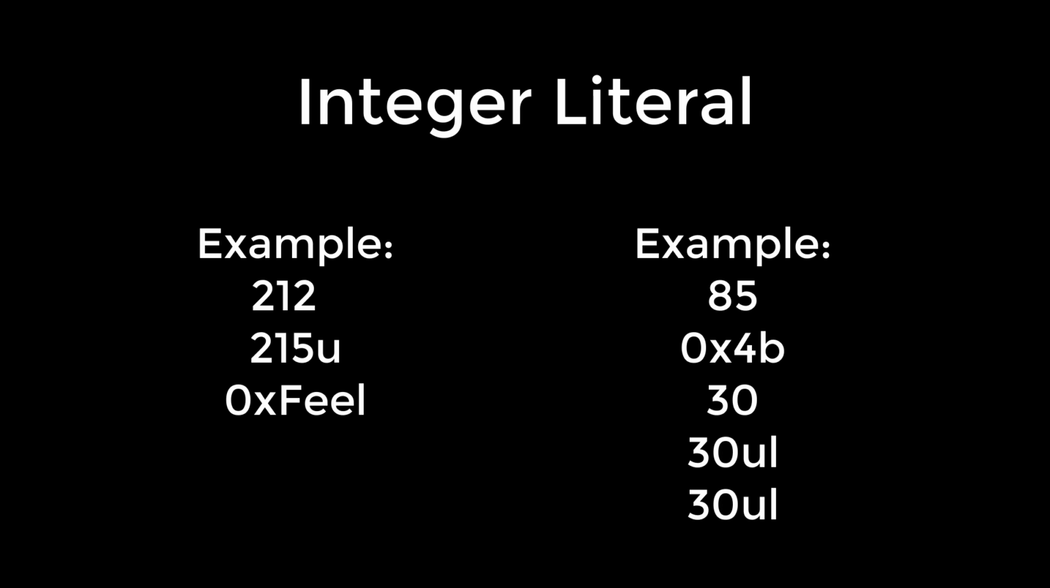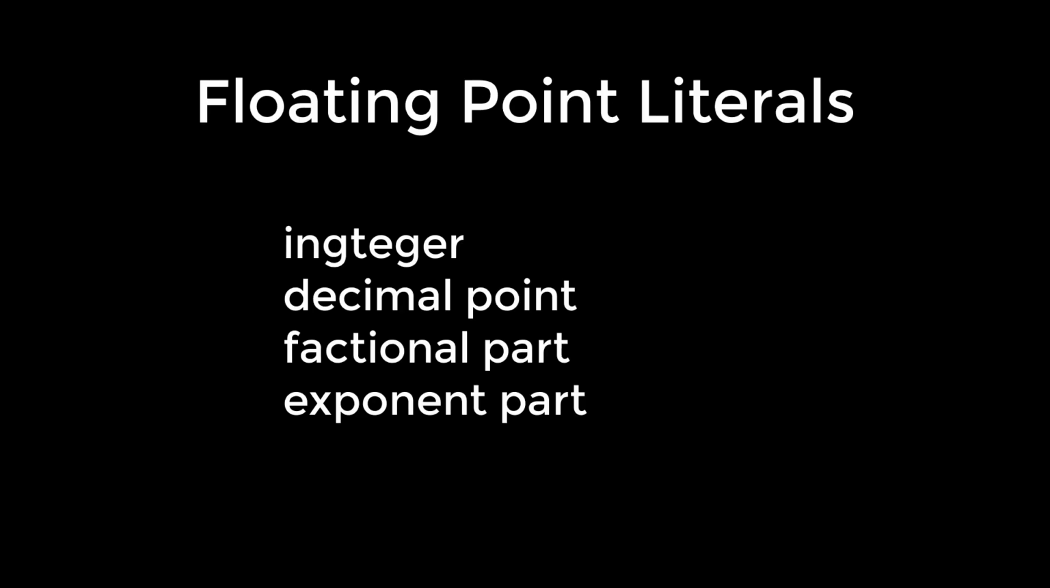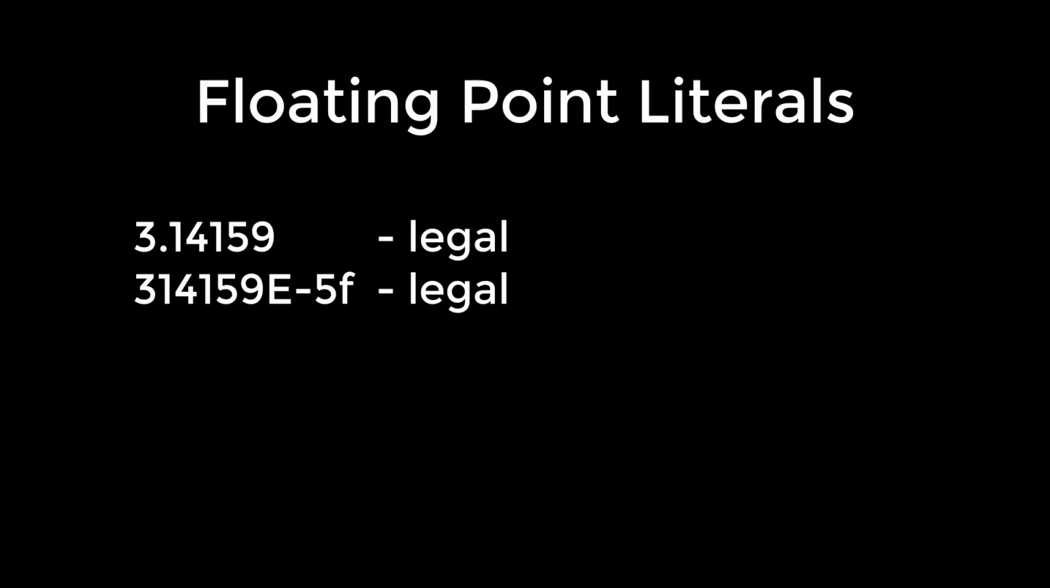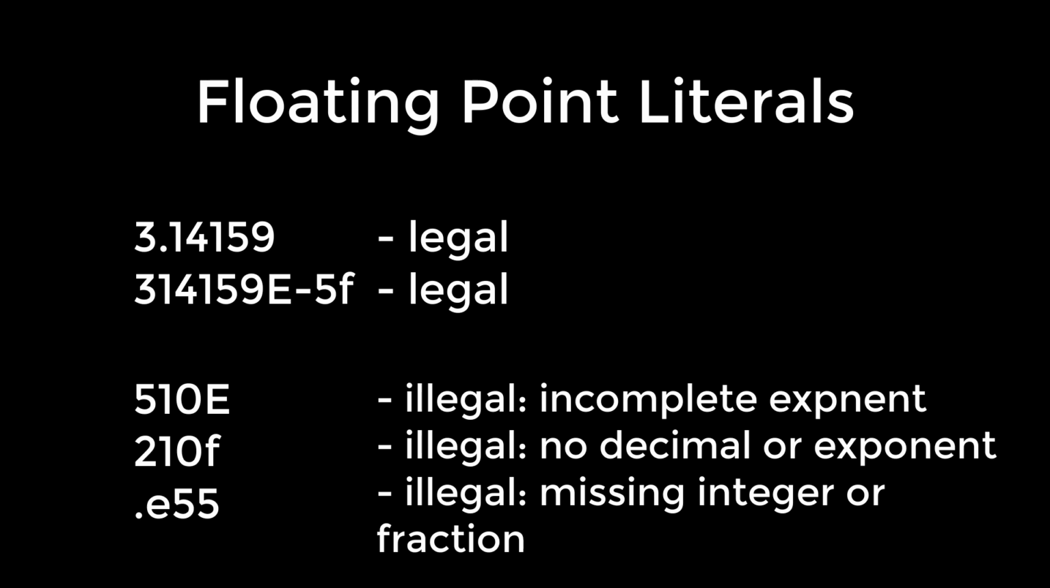So let's talk about floating point literals. A floating point literal has an integer part, a decimal point, a fractional part, and an exponent part. You can represent floating point literals either in decimal form or exponential form. Take a look at the example: 3.14159, and so on. Those are legal. And if you take a look, 510E is illegal because it is incomplete. Also the rest, 210f and .e55, are illegal.